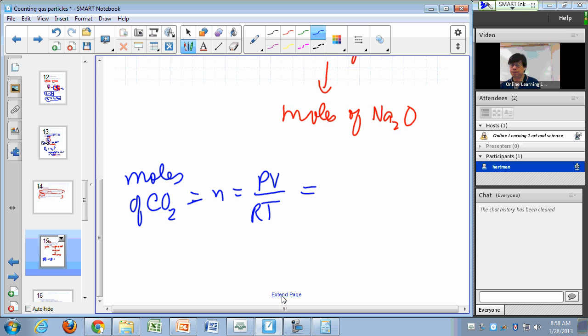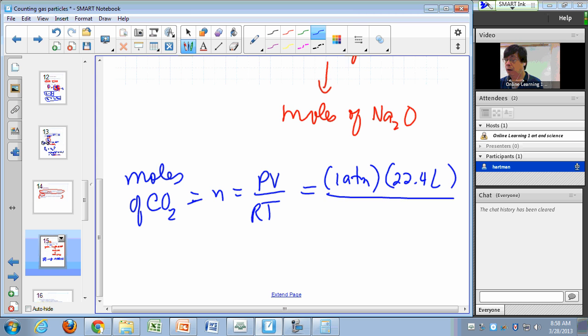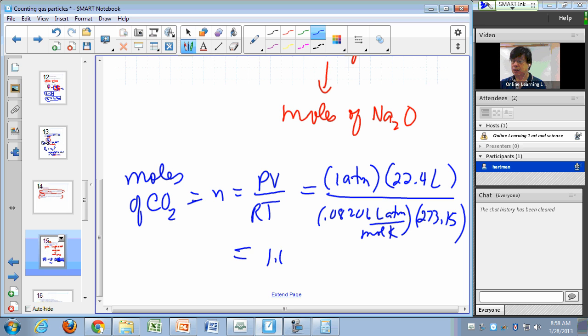22.4 liters. So our pressure is 1 atmosphere, STP. Our volume is 22.4 liters. R is 0.08206 liter atmosphere per mole per Kelvin. Our temperature is 273.15 since it's STP. And we've already done this calculation before. This is 1 mole of CO2. Okay?